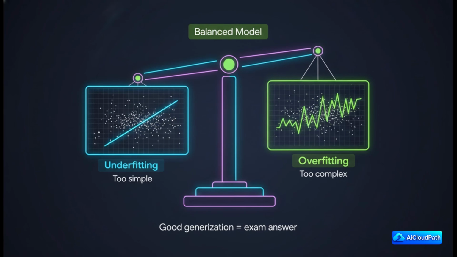See, a model can mess up in 2 big ways. The first is underfitting. This is pretty simple. It's like you didn't study enough. The model is too basic, it missed the main ideas, and its performance is just bad.